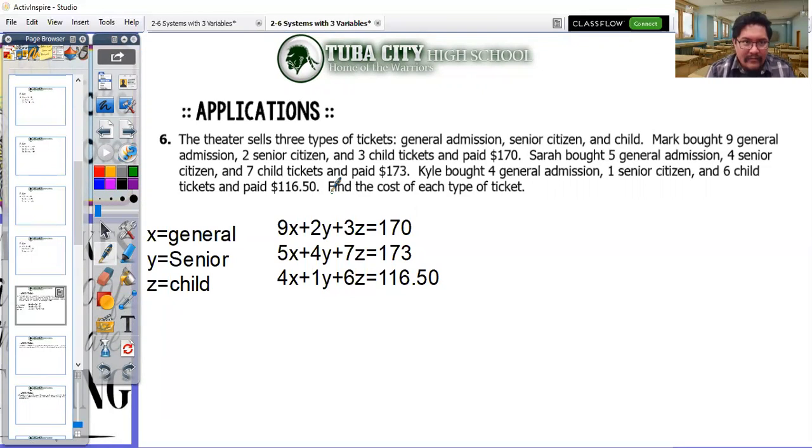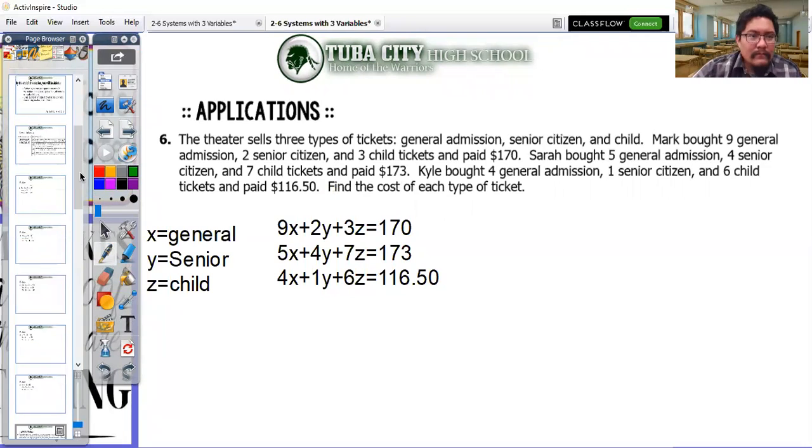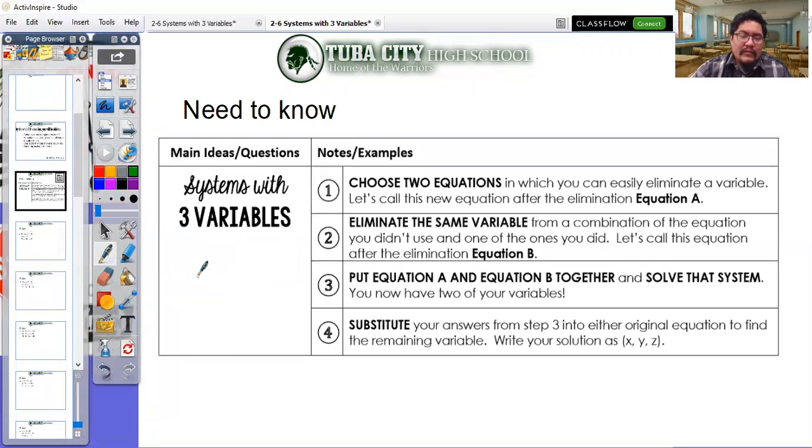Okay, so now the next thing we have to do, let's do a really quick review on how we do this. Choose 2 equations, so that is one set. We eliminate 1 variable and we call that equation A. Now using a different combination, a different set for step number 2, we eliminate that same variable and we'll call that one equation B.